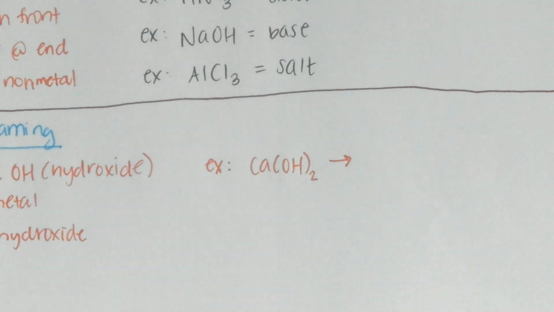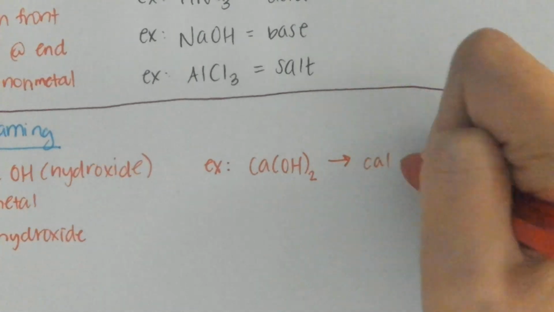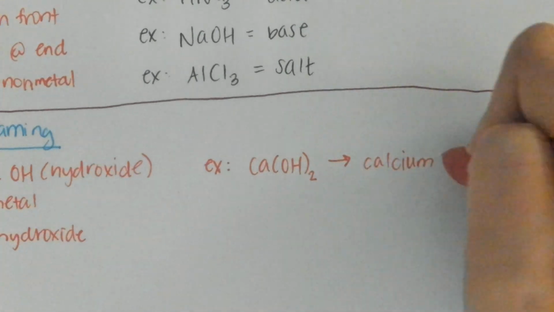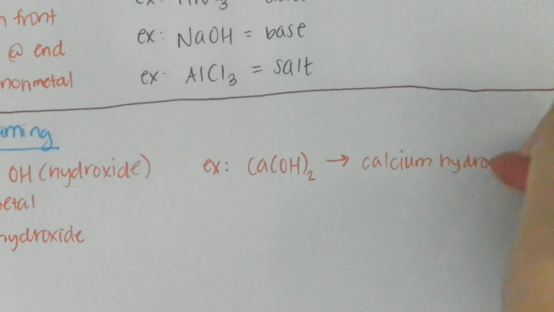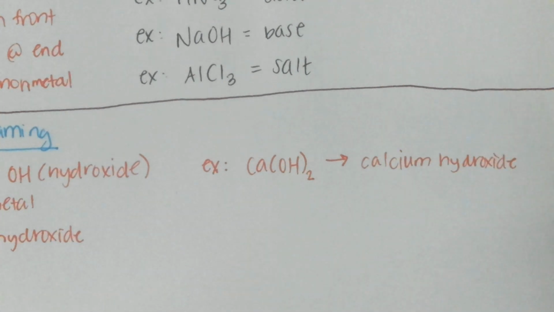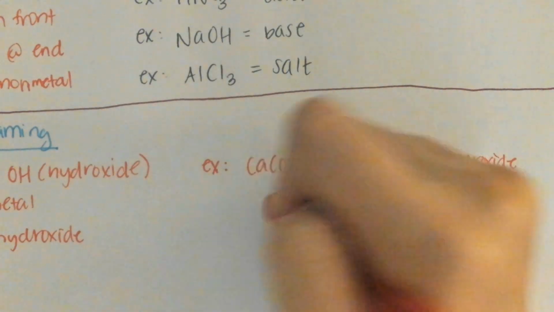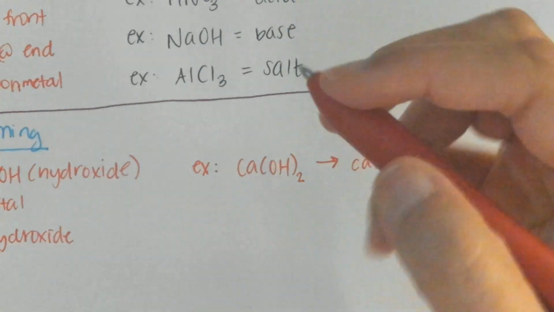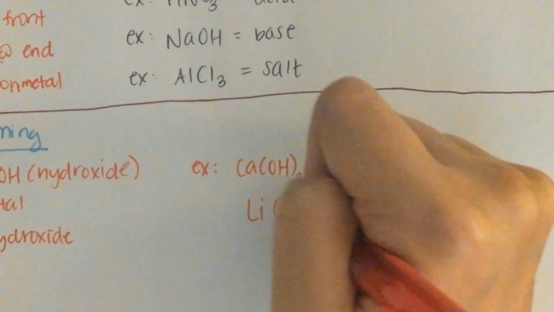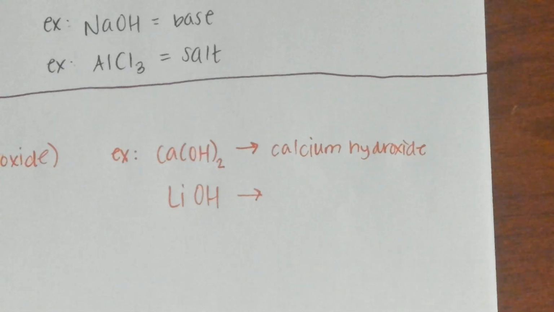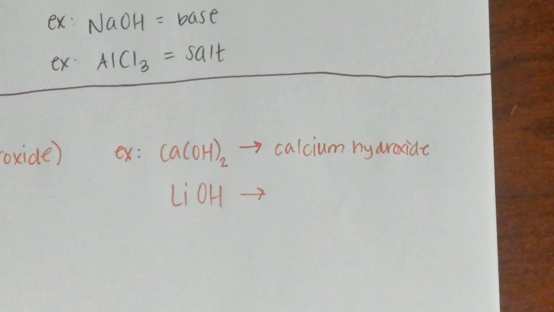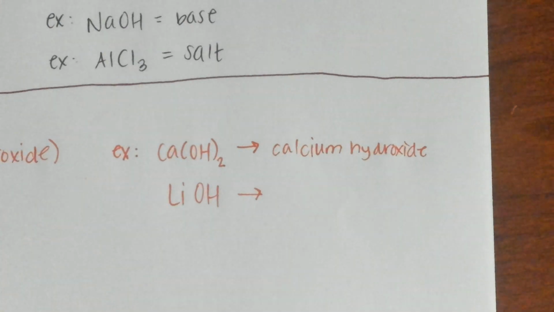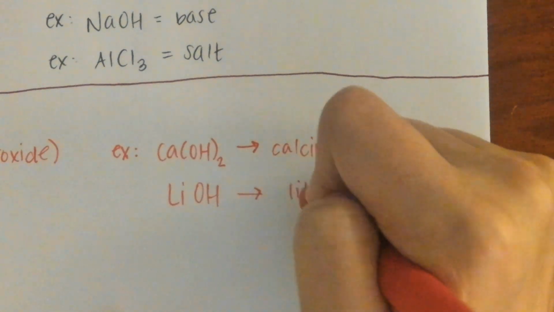So what is the name of CaOH2? Calcium hydroxide. That's it. Nothing more to that. Let me give you the other way around, where you have to write the formula. You just write the name. Oh wait, no, I gave you the same thing. My bad. But yeah, what's the name of LiOH? Lithium hydroxide. There we go.